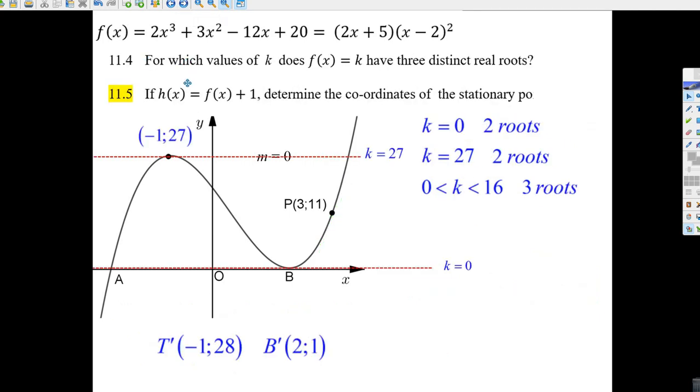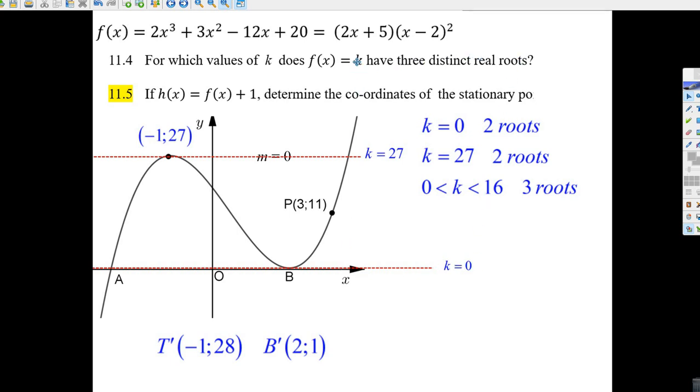Let's try 11.4. Now, these people find these really difficult, and I used to do them in a difficult way until Mrs. Vall showed me an easy way to do it. It says, for which values of k does f of x equal k have 3 distinct roots?